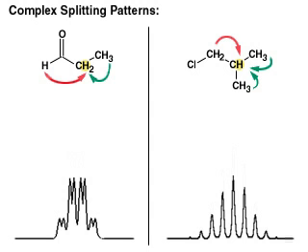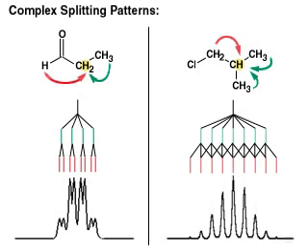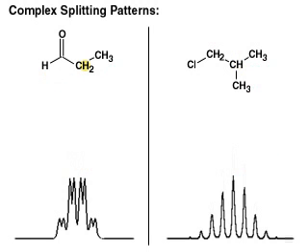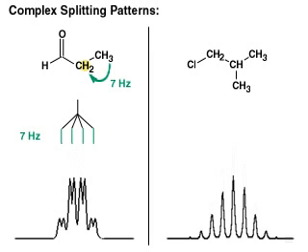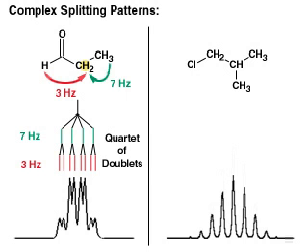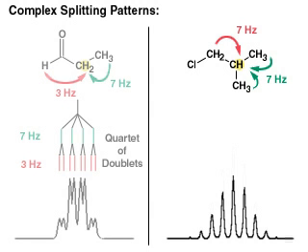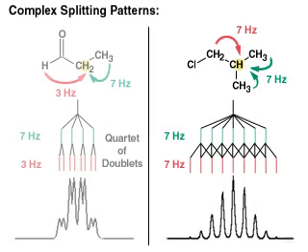Coupling to more than one other set of equivalent hydrogens leads to complex splitting patterns. In propanol, the methylene protons are split by the methyl hydrogens into a quartet, with a coupling constant of 7 Hz, and each line of the quartet is further split by the aldehyde hydrogen into a doublet, with a coupling constant of 3 Hz. This is a quartet of doublets. If the different sets of hydrogens involved in the splitting have the same coupling constant, then the protons act as if they are equivalent. The NMR signal of the methine proton in 1-chloro-2-methylpropane is equally split by 8 hydrogens into 9 peaks.